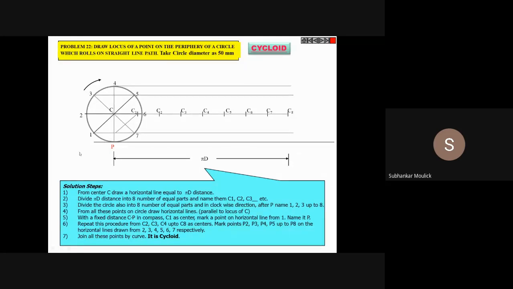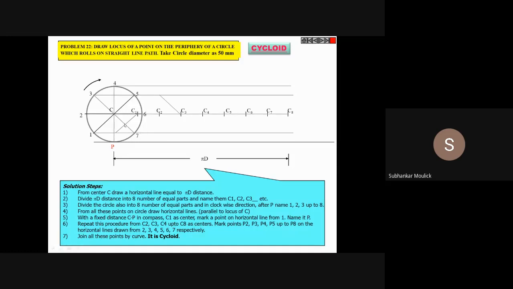Any doubt? No, sir. Similarly, from point C2, the compass length, again, will be equal to the radius of the circle, that is CP. Place one leg of the compass at point C2. On which line will you cut an arc? You have to cut an arc on the second horizontal line passing through the circle. That means somewhere at this point.